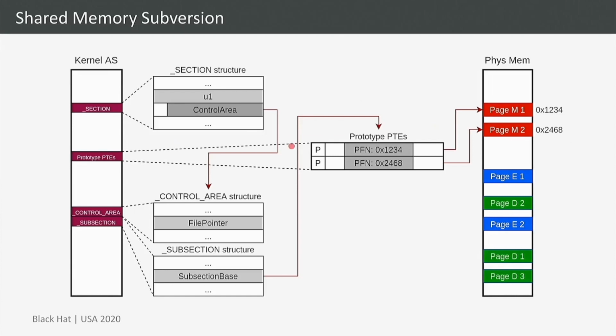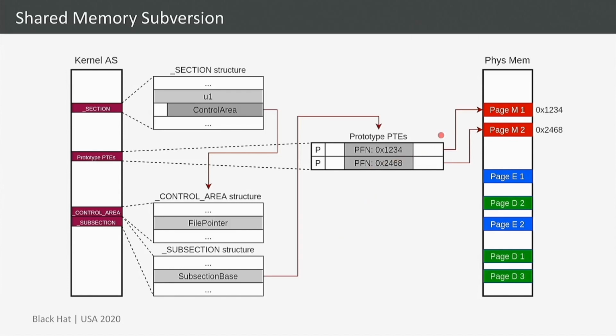If you follow the section structure, we get to a control area field. This one points to the control area structure, which is more or less pointing to the file, if there's a file related to this memory area. And right after that, more interestingly for us, is a subsection structure, or there can be multiple ones. Those are pointing to the so-called prototype PTEs. And this is the interesting part for us, because those prototype PTEs contain the actual pointer to the malicious pages.